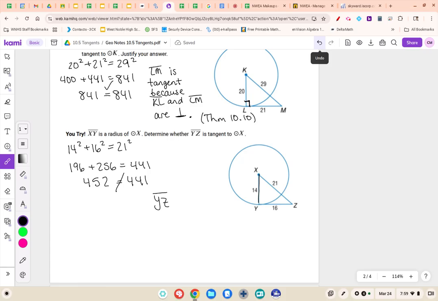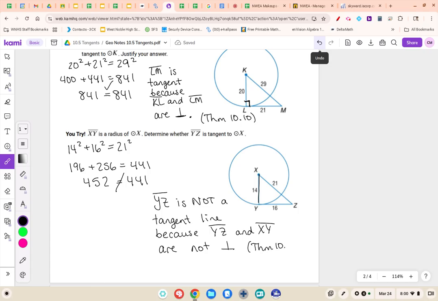So segment YZ is not a tangent line because YZ and XY are not perpendicular. This is also by that theorem 10.10. It's just kind of a counterexample of why it does not work.